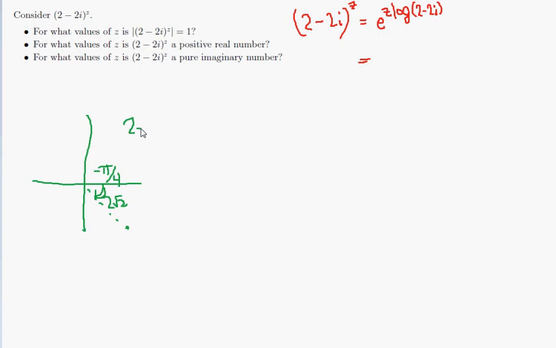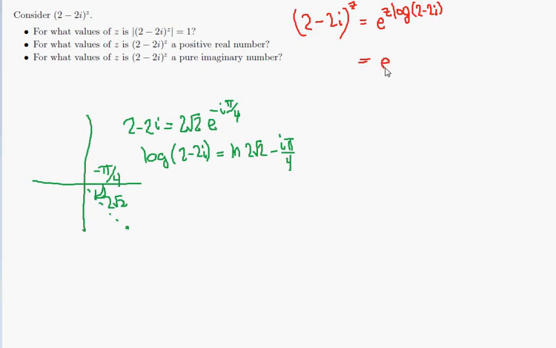And the angle in question is negative pi over 4. So that means that 2 minus 2i is equal to 2 square root of 2 times e to the negative i pi over 4. And it's important that I chose an angle that is between negative pi and plus pi. And so therefore, by definition, the logarithm of 2 minus 2i is equal to the natural log of 2 square root of 2 minus i times pi over 4.